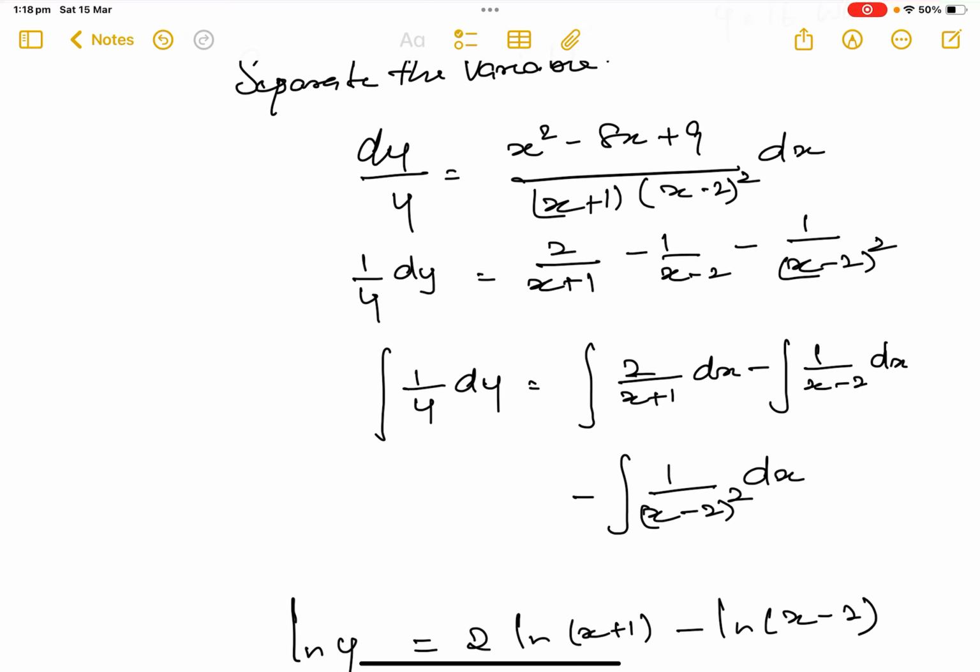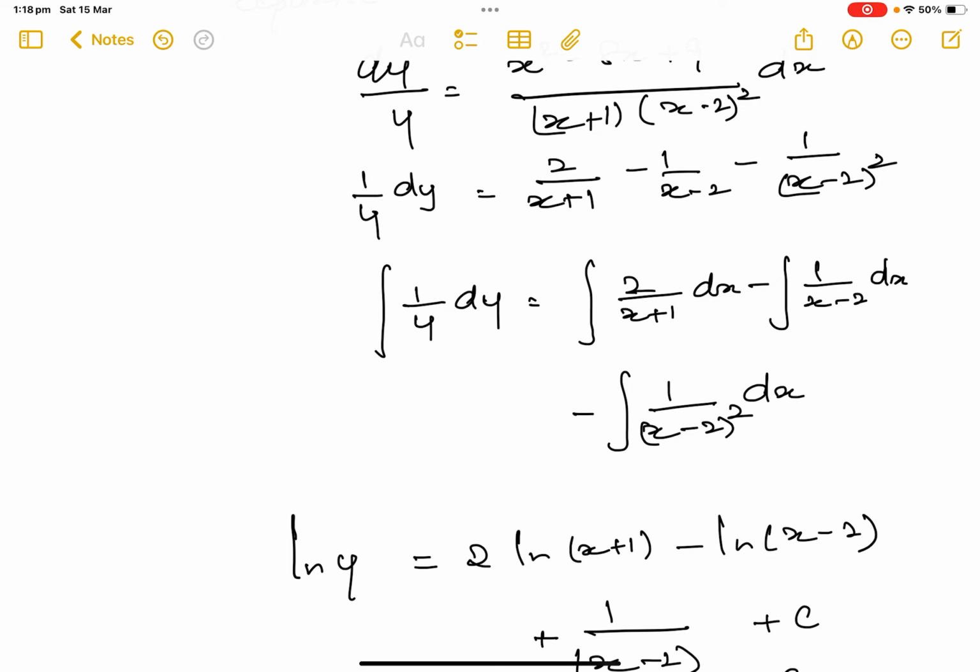If I rearrange it, 1 over y dy. And we know this function on the right-hand side, we know the partial fractions of that function. So that is 2 over x plus 1 minus 1 over x minus 2 minus 1 over x minus 2 squared from part 1. So all we have to do, differential equation means, is integrate. So if you integrate both sides, it's 1 over y dy, and the integral of 2 over x plus 1 dx, minus 1 over x minus 2 dx, and minus 1 over x minus 2 squared dx.